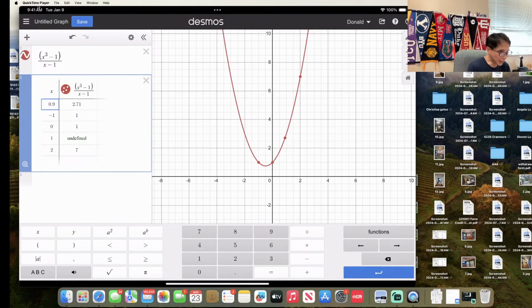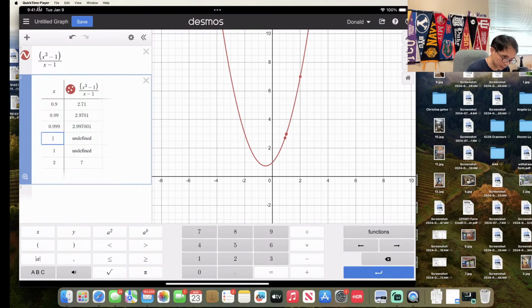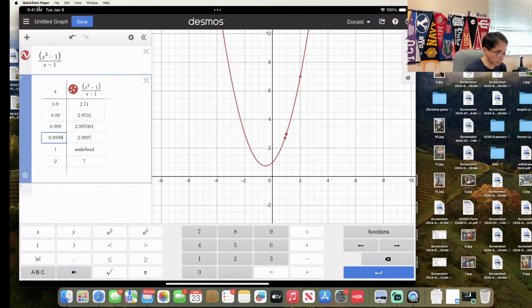If I plug in 0.9, I got 2.71. And I'm going to go to the next one. I'm going to plug in 0.99. 2.9701. If I plug in 0.999, I get 2.997001. I can plug in 0.9999, right? 2.9997. So that's my end. Now Caden's gonna come in from the other side.